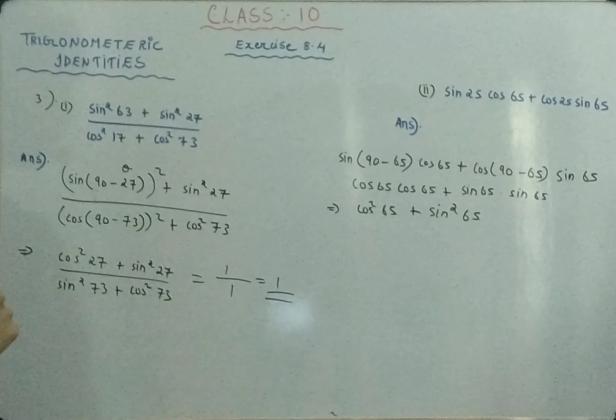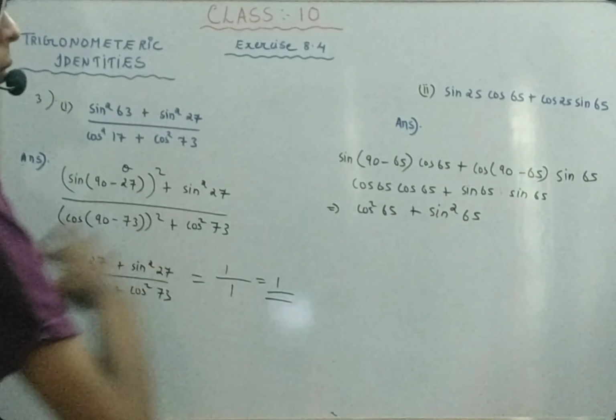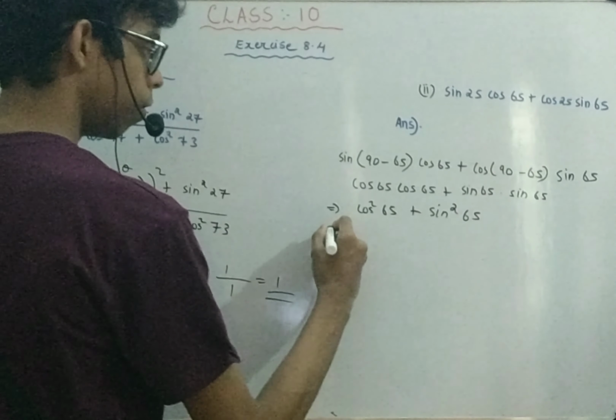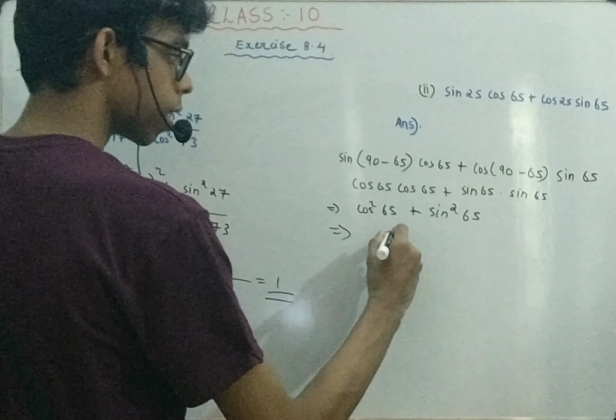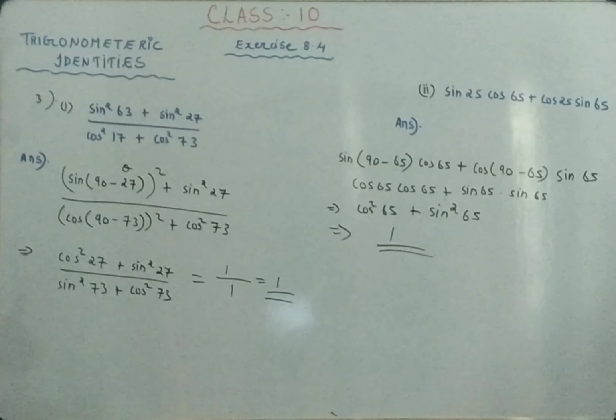Now if you see over here, sin square theta plus cos square theta is equal to what? We know, according to our identity, it is equal to 1. Okay, so here also you are getting the answer equal to 1. Okay, I hope it is clear.